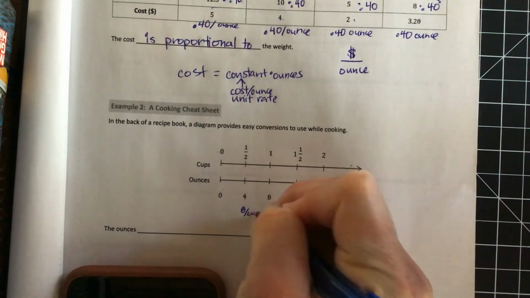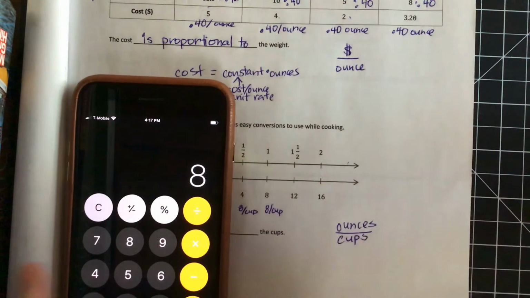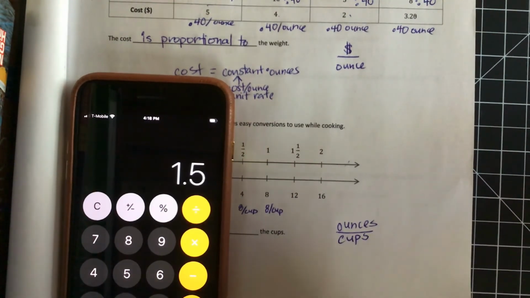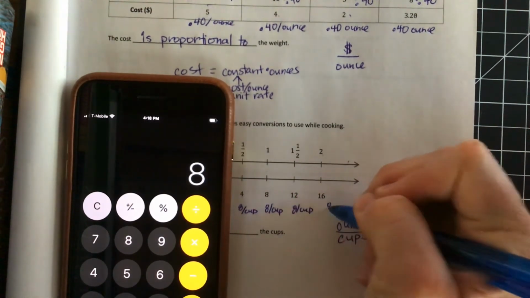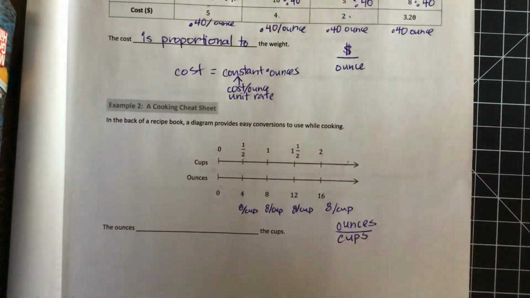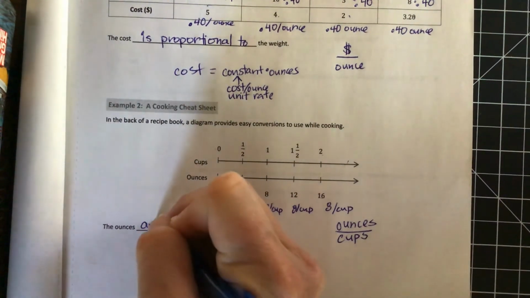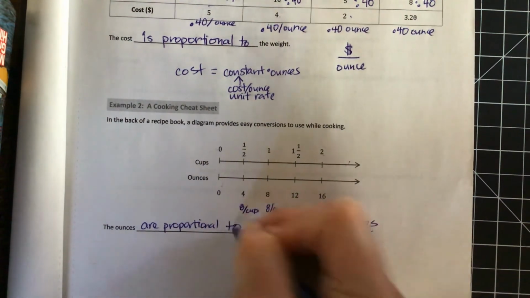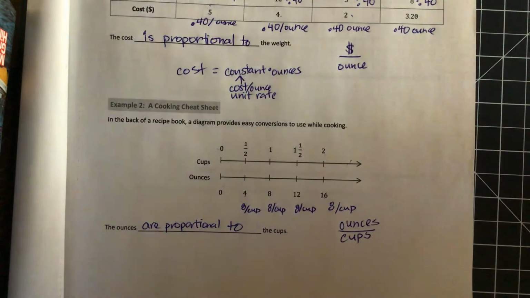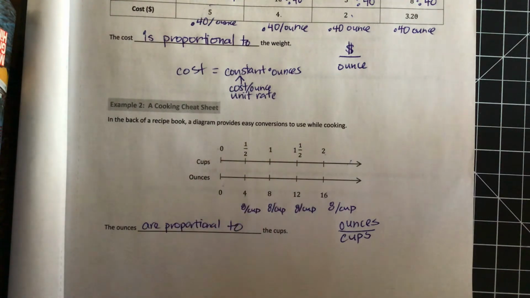Eight ounces per cup, right? And you could do that here. 8 divided by 1 is 8 ounces per cup. And then 12 divided by 1.5, which is 8 ounces per cup. And then 16 divided by 2, 8 ounces per cup. Okay, so the ounces are, I don't know if you'd say is or are proportional, I think either would work, to the cups. Okay, it is a conversion, so it should be correct, especially if it's in a recipe book. You don't want your recipes to end up tasting nasty.